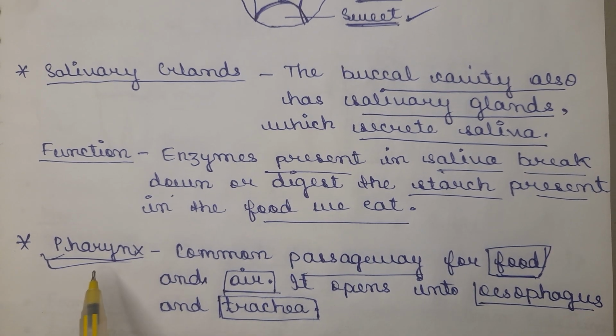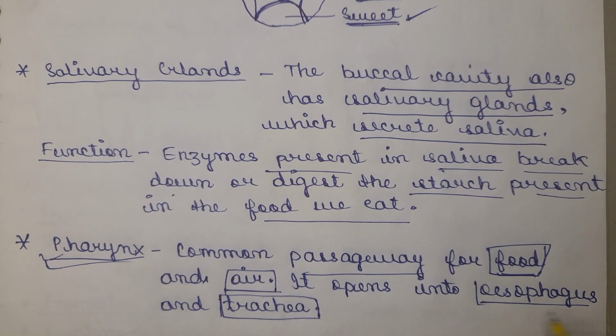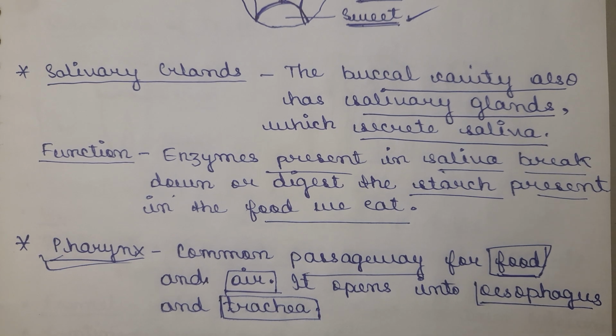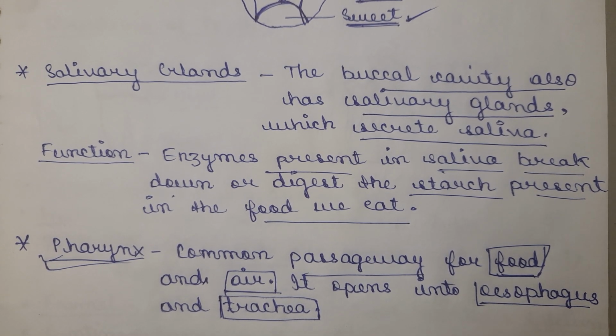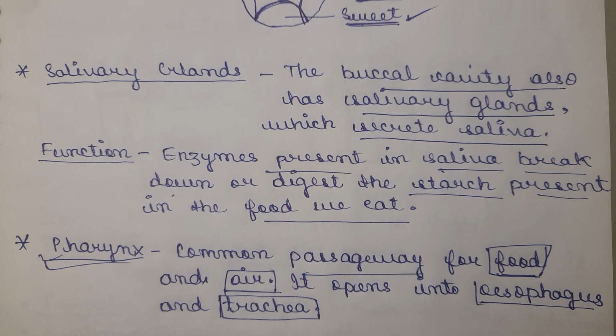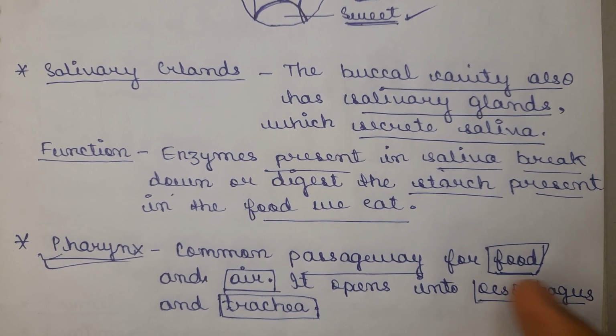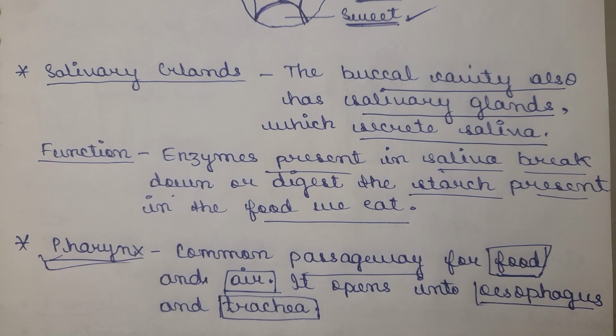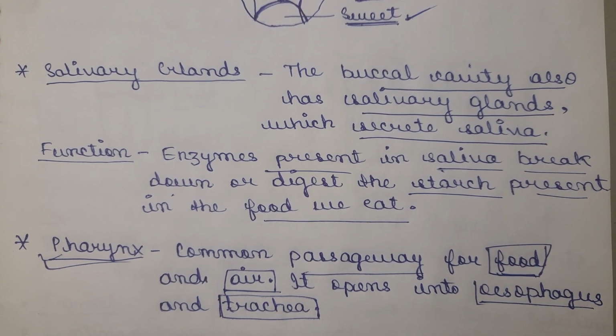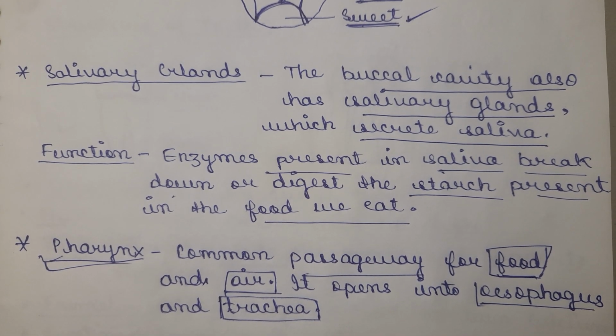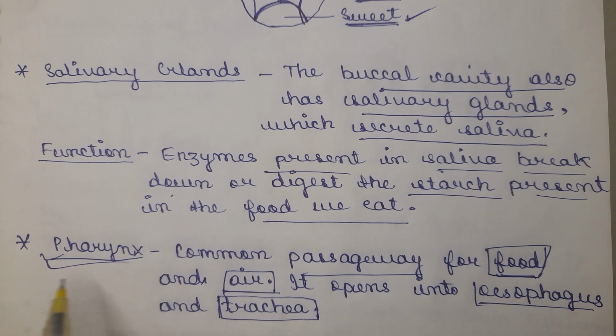Now from the pharynx the food gets passed to the esophagus. If you do not know about the esophagus, it is a food pipe which runs along the neck and the chest, and the walls of this food pipe move to push the food down into the stomach. So this was about the tongue, salivary glands and the pharynx.